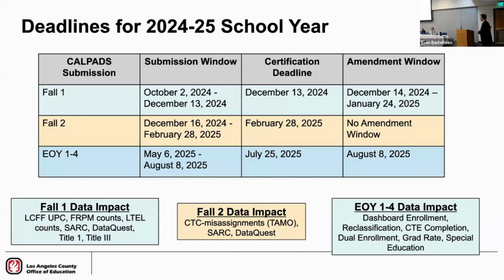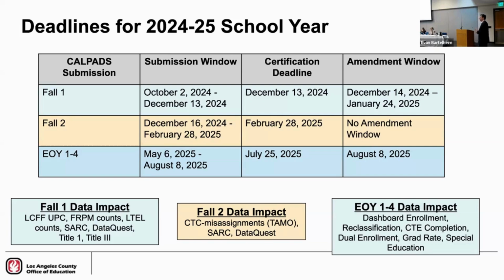So just so you know, though, there's a lot of ways that your data for the purposes of accountability is affected. On the fall one, which is going on right now, you've got your LCFF unduplicated pupil count, which affects your funding, your free and reduced price meal, which affects both your funding and your Title I allocations, your LTEL counts, information that goes in the SARC, information that goes in DataQuest. So a lot of stuff going on.